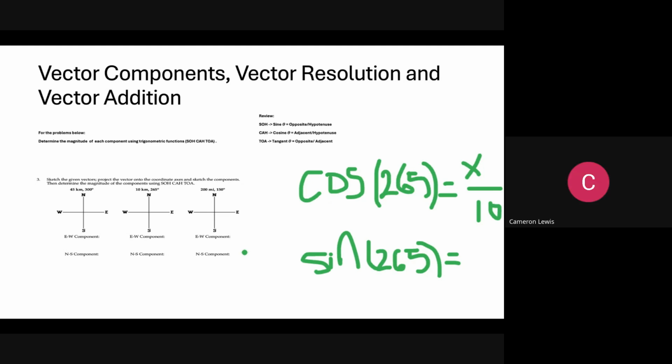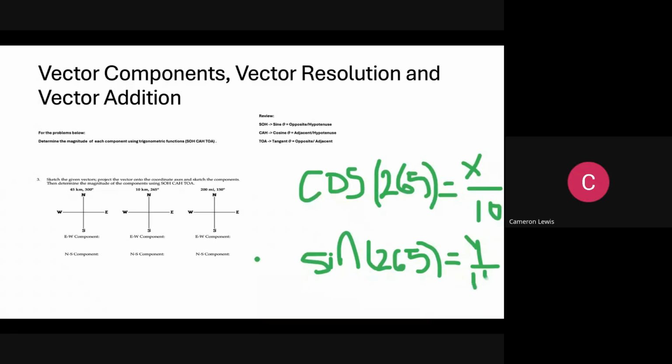And what else? So it's opposite over what? Hypotenuse. So I'm gonna just put y because we know we're looking for the vertical component. And then how much is the hypotenuse? 10. So I'm gonna put it over 10.